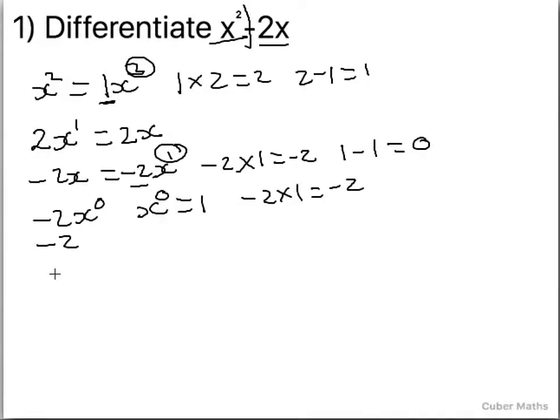Now if we put that all back together, we're going to get dy over dx is equal to 2x from up here, minus 2.